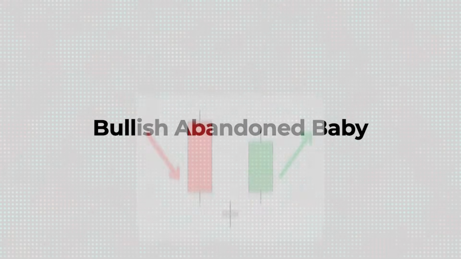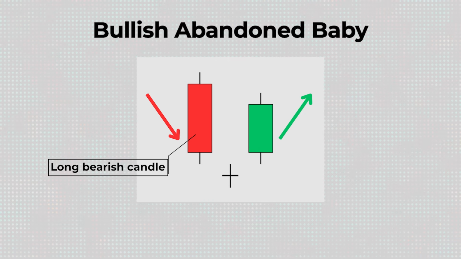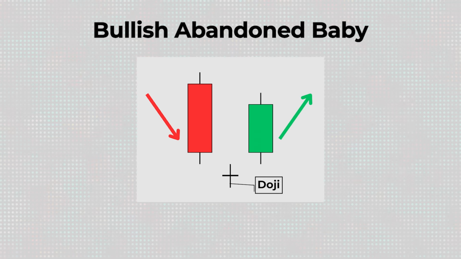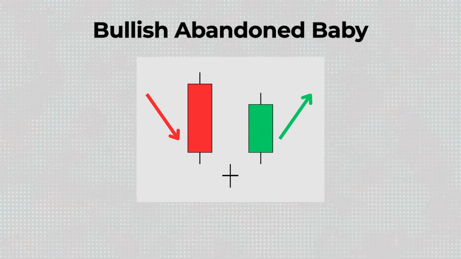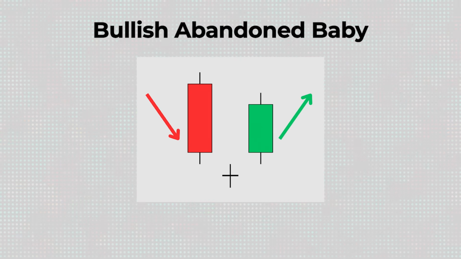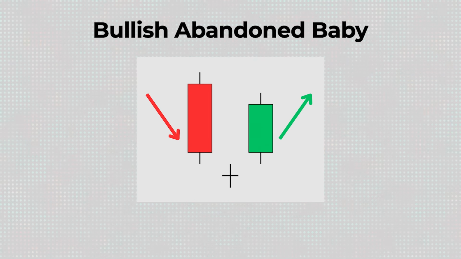The bullish abandoned baby has a long bearish red candle, indicating high selling pressure, followed by a doji that gaps down, and then a long bullish candle that gaps up and closes above the middle of the first candle. This pattern shows that buyers are taking over from sellers, indicating a strong bullish reversal.